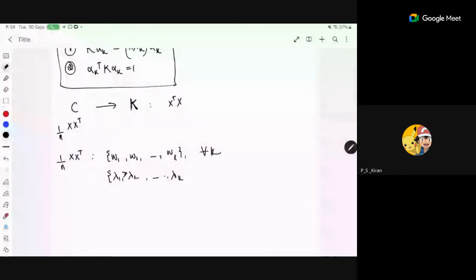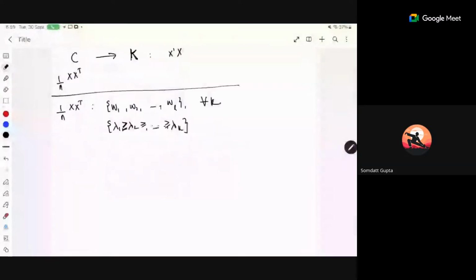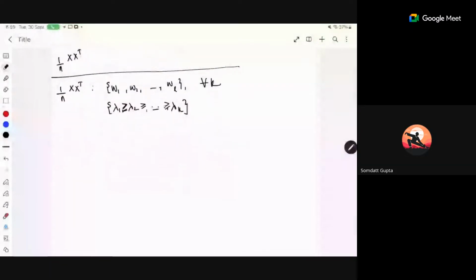Now this relationship is what we are assuming: lambda 1 is greater than lambda 2, so on till lambda L. Correct, the last is lambda L. So we have W1, W2, so on to WL to be the eigenvectors, and lambda 1, lambda 2, so on to lambda L to be the eigenvalues for this covariance matrix C.